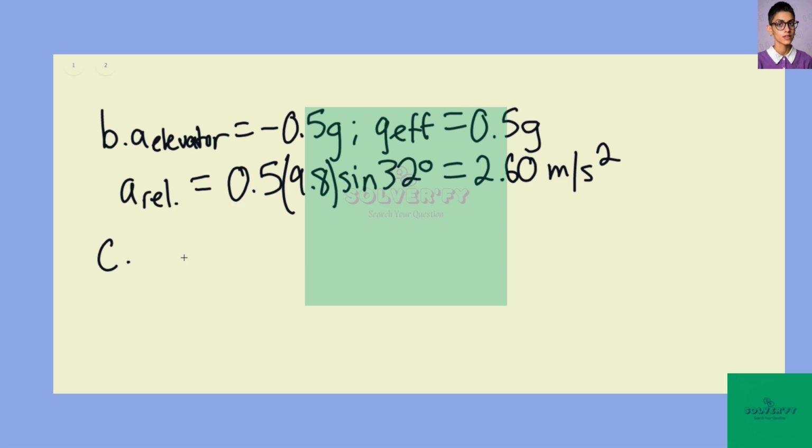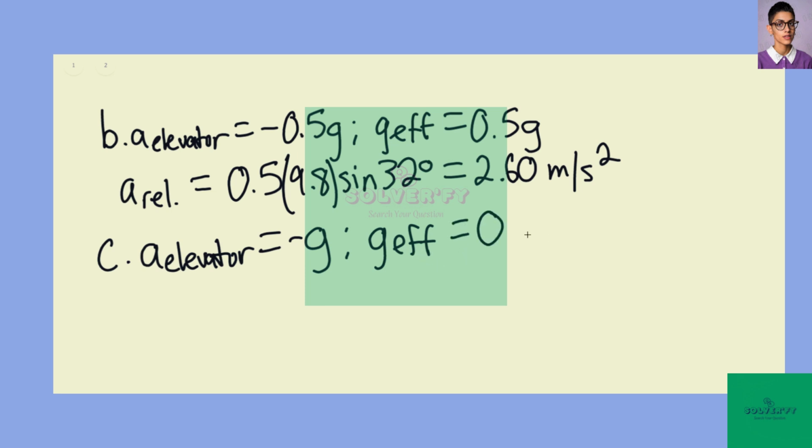For part C, we know that the acceleration of the elevator equals negative g. So here, the effective acceleration due to gravity is actually 0 meters per second squared, which means that the relative acceleration will, of course, simply be, again, 0 meters per second squared.